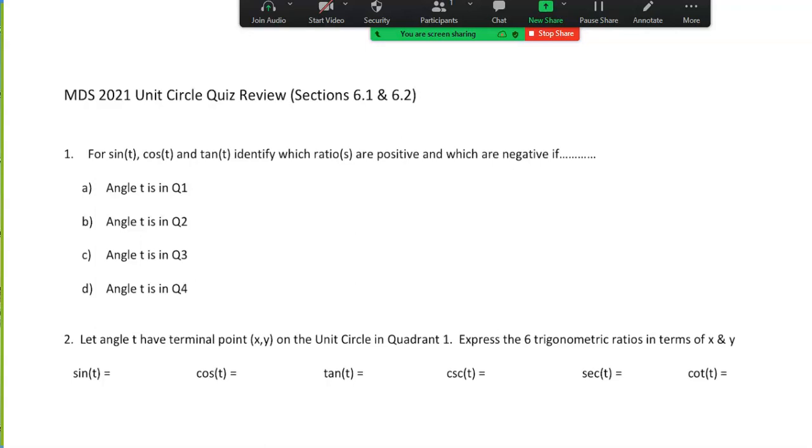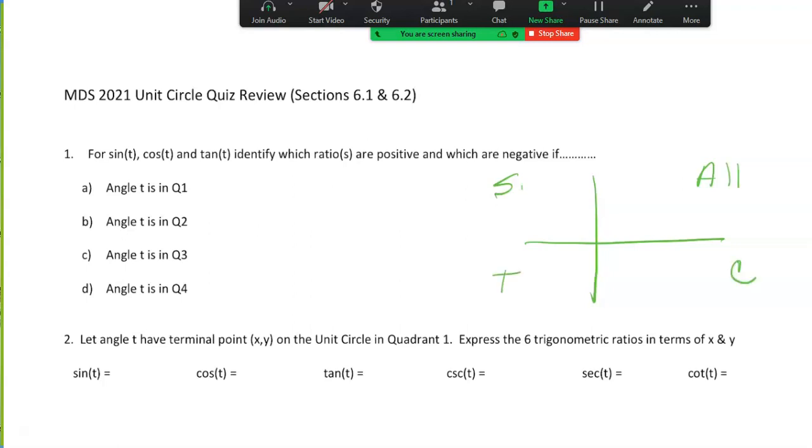In this video, we're going to work on the review for section 6.1 and 6.2. So, question 1 says, for sine, cosine, and tan, identify which ratios are positive and which are negative if the angle is in each of these 4 quadrants. So what you're going to do is get your 4 quadrants, and remember, all students take calculus.